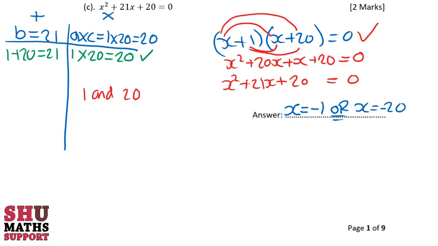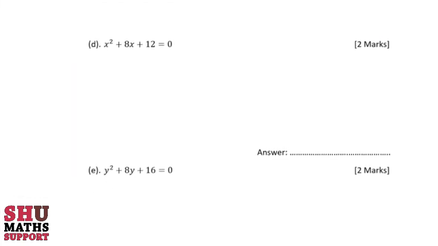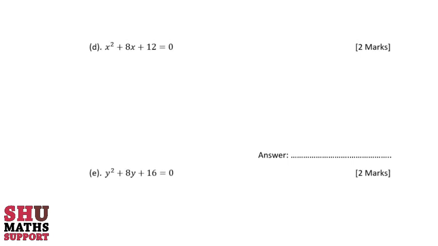And again, we can check that. If we substitute x equals minus 1 in, we get minus 1 plus 1, which is 0, and anything times 0 is 0. And same again, if we substitute x equals minus 20 in, we would get minus 20 plus 20, which is 0, and same again, anything times 0 is 0. So far that's nice and easy. So now we're going to move on to some more examples.